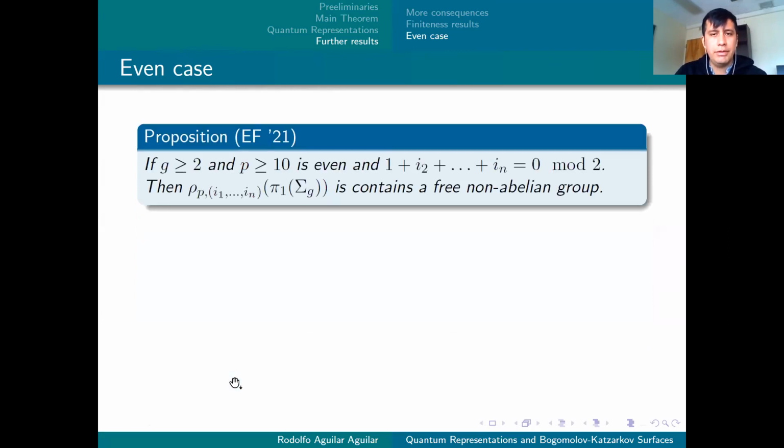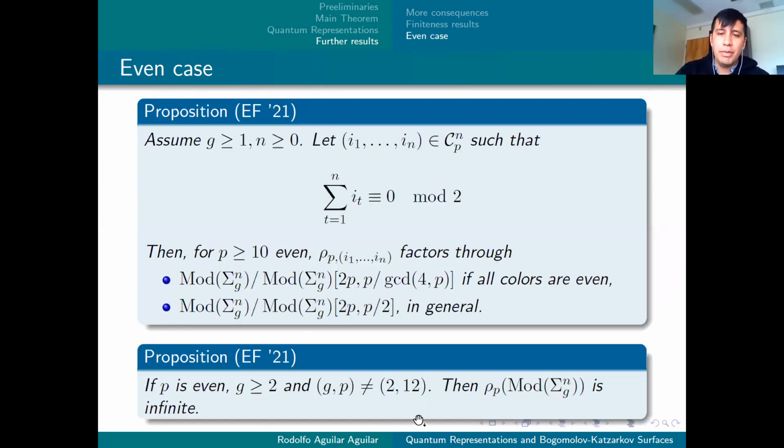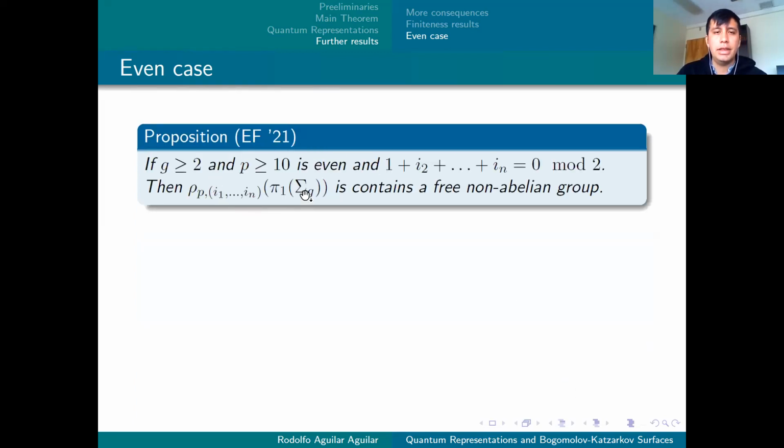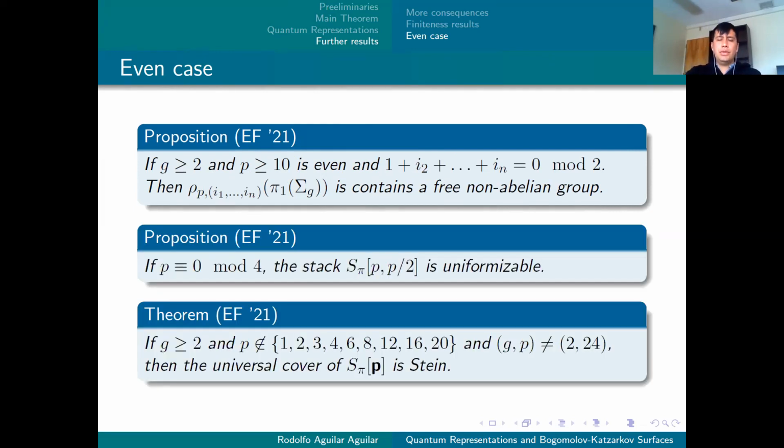for the even case. Recall that we first made the infiniteness result for the mapping class group, and then we passed, via the Birman sequence, to the fundamental group, and then they can show that it also contains a free non-abelian group. So as before, under some conditions on p, they show that this Bogomolov-Katzarkov surface comes from a global quotient of a smooth projective variety by finite groups. So again, we don't leave the world of smooth projective fundamental groups.